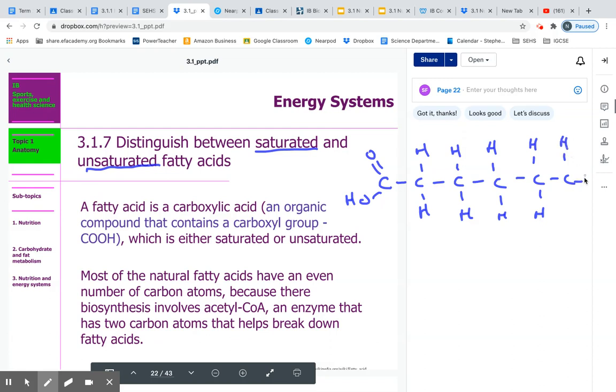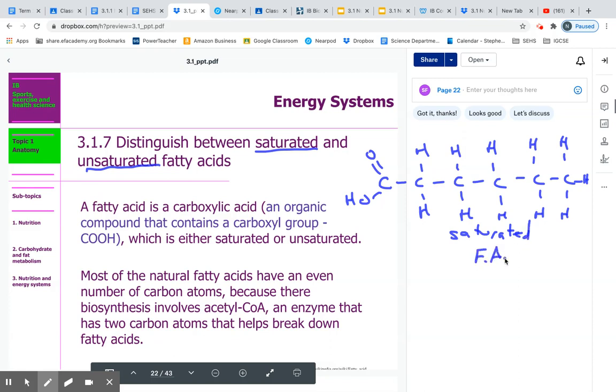Actually, I'm breaking the rule here. There's only supposed to be an even number of carbons. I have 1, 2, 3, 4, whatever. So in this example, each one of these carbons is connected to the most possible hydrogens, because carbon can only form 4 bonds, as we mentioned before, 1, 2, 3, 4. And so in this case, it doesn't form something called a double bond. So this example up here is a saturated fatty acid.